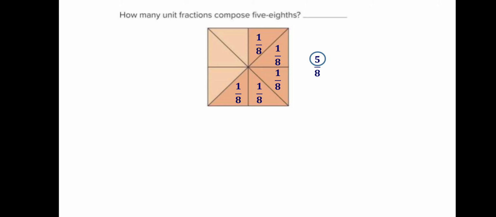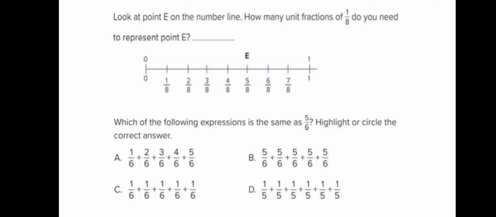So he's asking me how many unit fractions do I have? I have 5. Okay, now he's telling me, look at point E. What is the fraction we have at point E? We have 5 over 8. He's asking me, 5 over 8 has how many unit fractions? It has 5 unit fractions. So here we have 5 unit fractions.